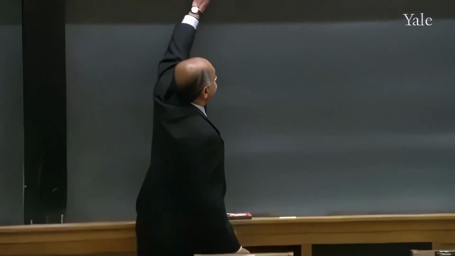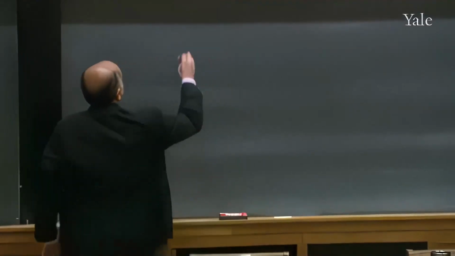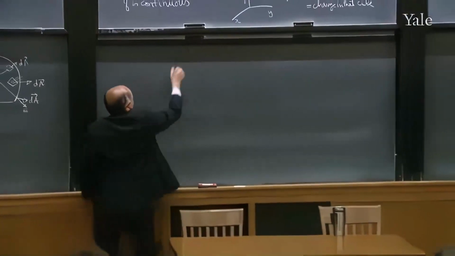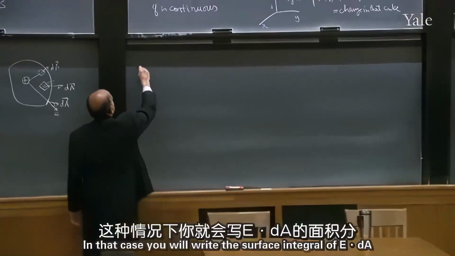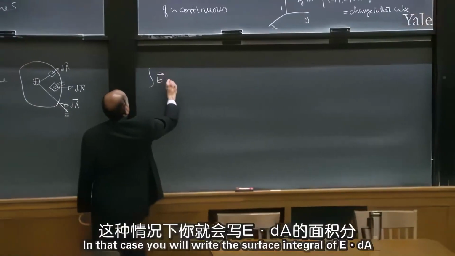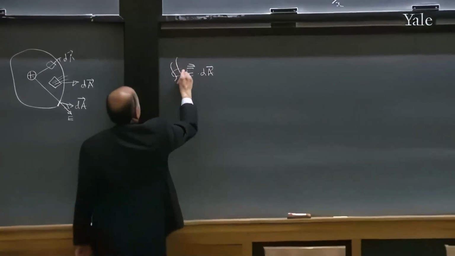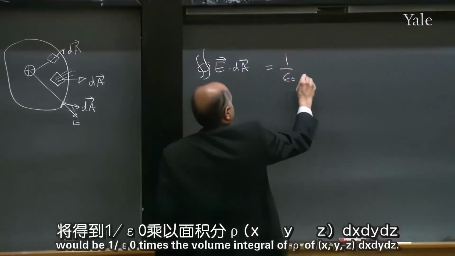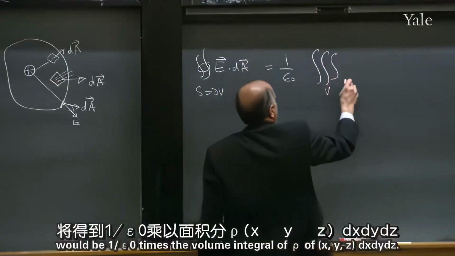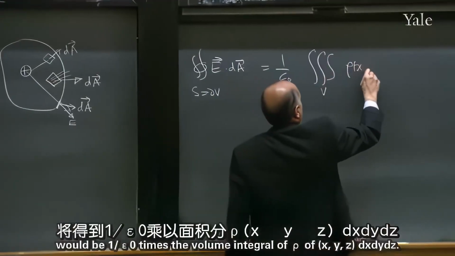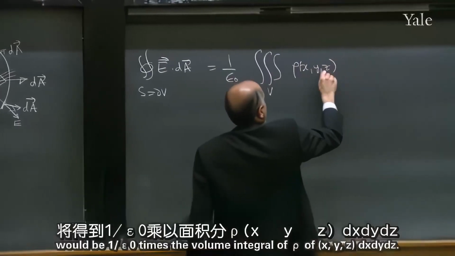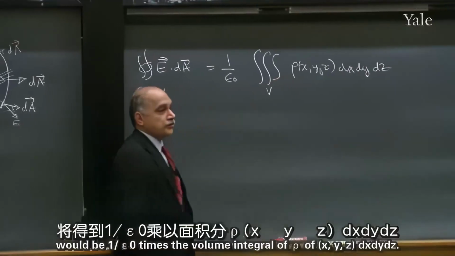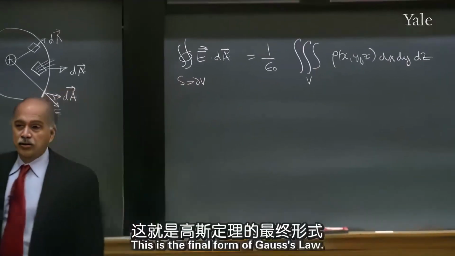So let's keep it here. In that case, you will write the surface integral of E dot dA over a surface that bounds a volume V will be 1 over epsilon 0 times the volume integral of rho of x, y, z, dx, dy, dz. This is the final form of Gauss's law.